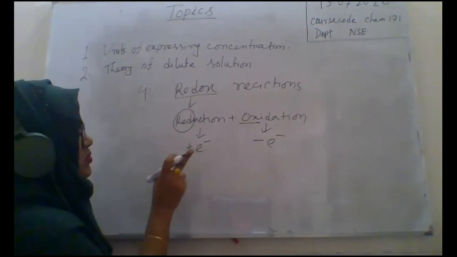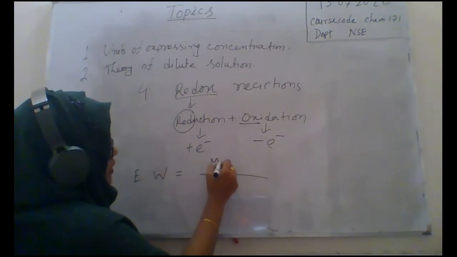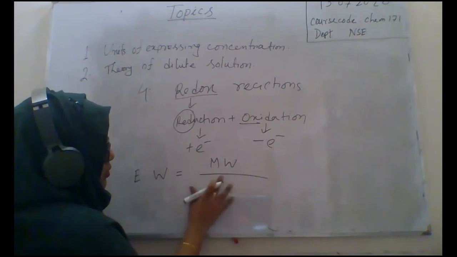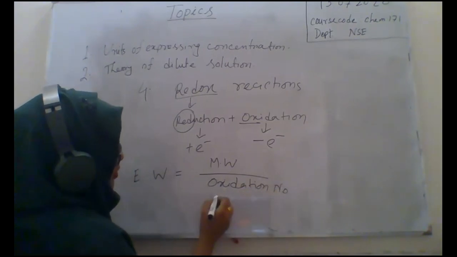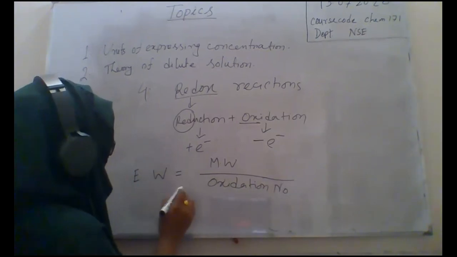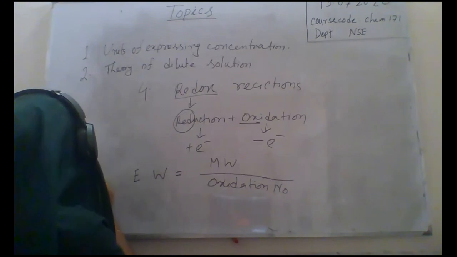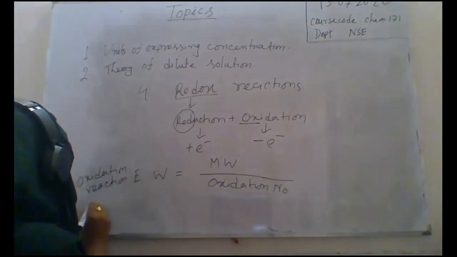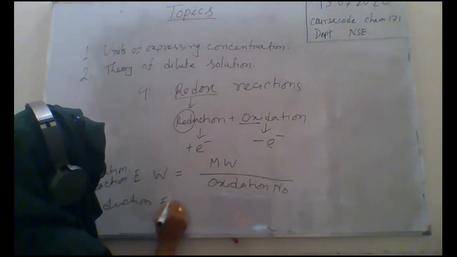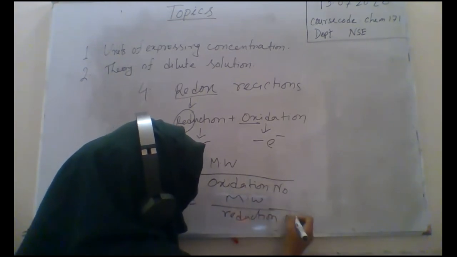So here, if you want to calculate the equivalent weight, you have to calculate the molecular weight divided by the oxidation number of the element that shows oxidation; this is for the reducing agent, in an oxidation reaction. But for reduction, the equivalent weight is equal to the molecular weight divided by the reduction number. What is the reduction number?